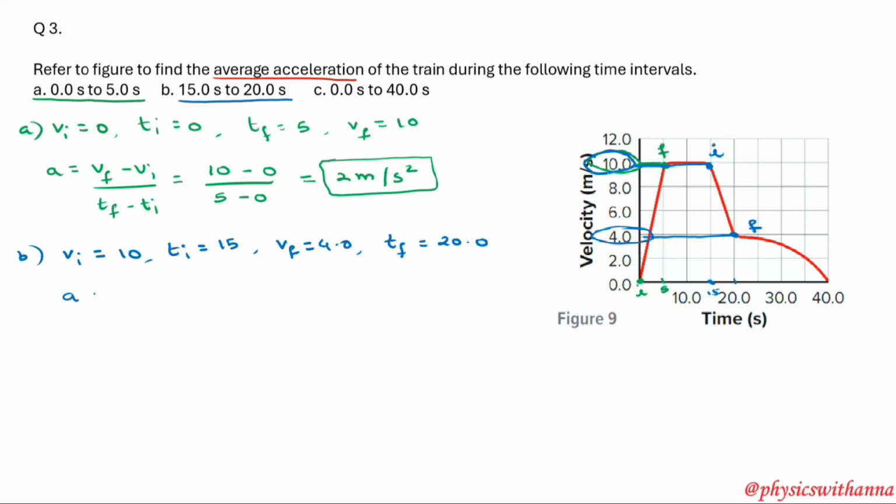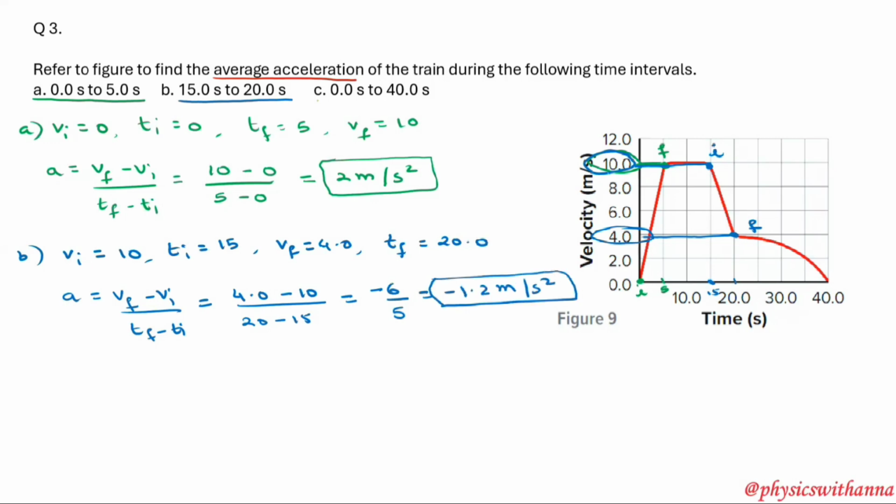So we write acceleration A to be V final minus V initial over T final minus T initial, which is equal to V final is 4, V initial is 10, T final is 20, and T initial is 15. And when you solve this, you get acceleration as minus 6 over 5, which is negative 1.2 meter per second squared. Now let's look at the last one, where we find acceleration from t equals 0 to 40 seconds.